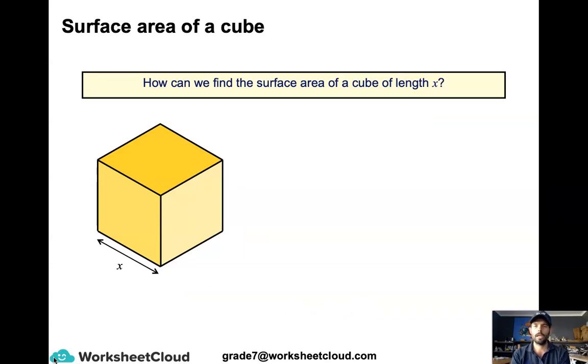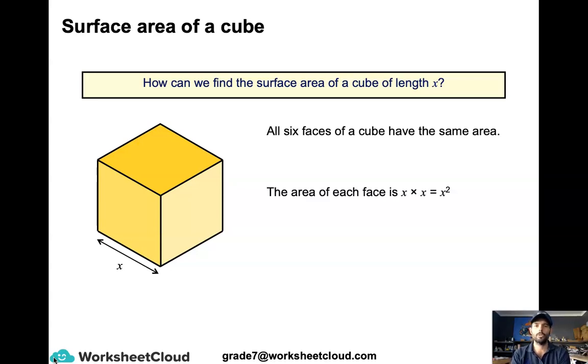So the next surface area is going to be of a cube. Okay, so how do we find the surface area of a cube when we're only given one length, and that's been indicated by the letter X? So the first thing to remember is that all six faces of a cube have the same area. So remember, a cube is the three-dimensional version of a square. And we know that a square, all sides are equal, okay? And in a cube, all faces are the same. So all we need to do is work out the area of one face, okay?